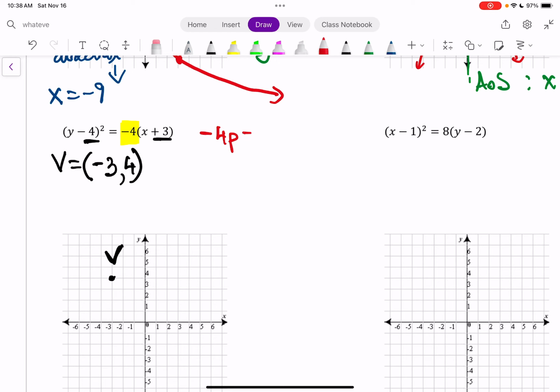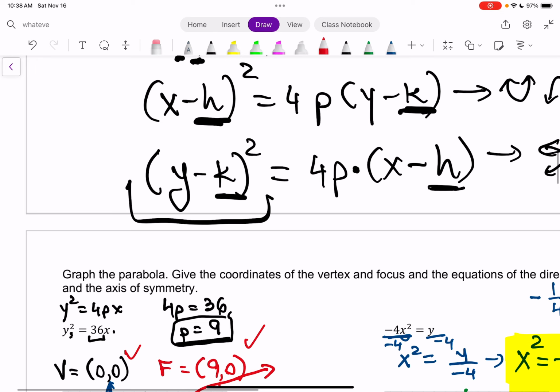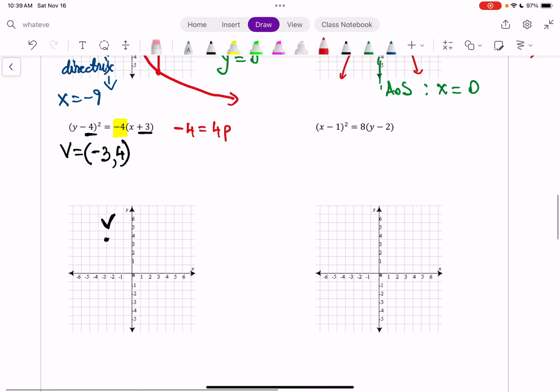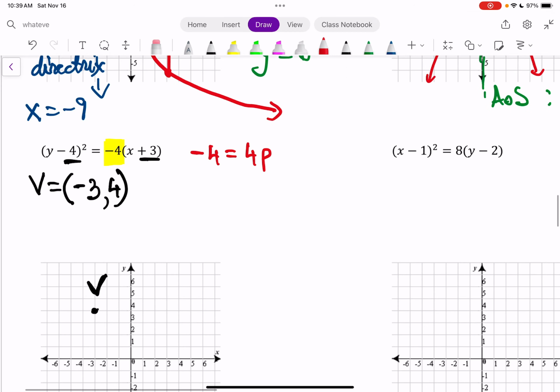-4 is in the place of where the 4p has to be, right? So this coefficient, the number that has to be multiplied on the linear side, linear means power of one side, stands in for 4p. So therefore, easily, p is going to equal -1.